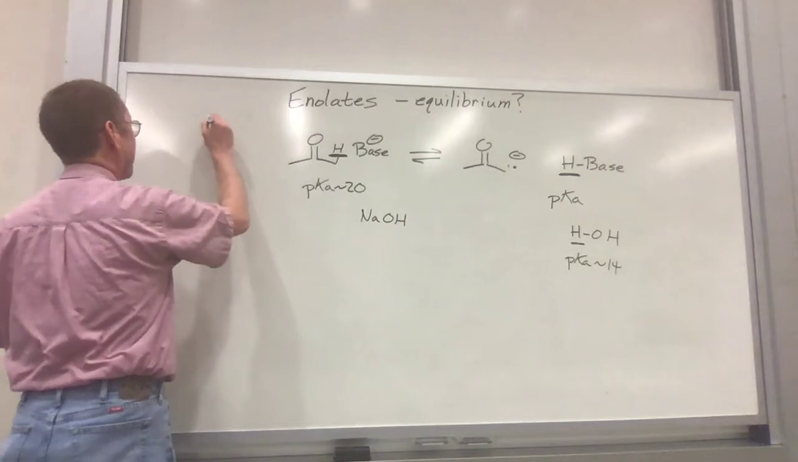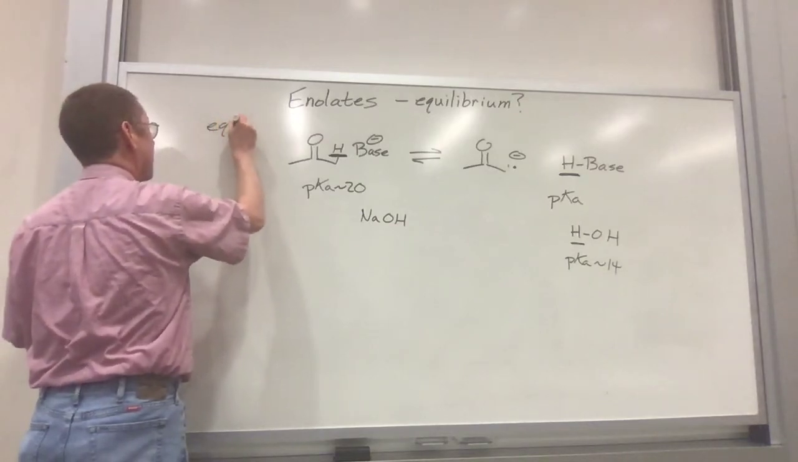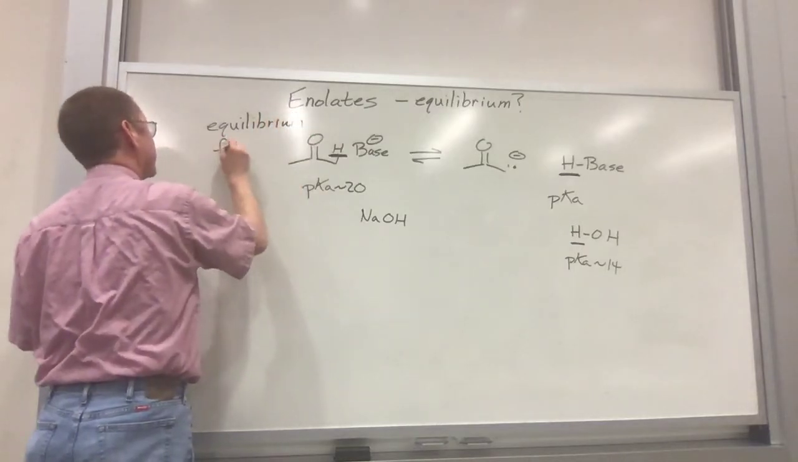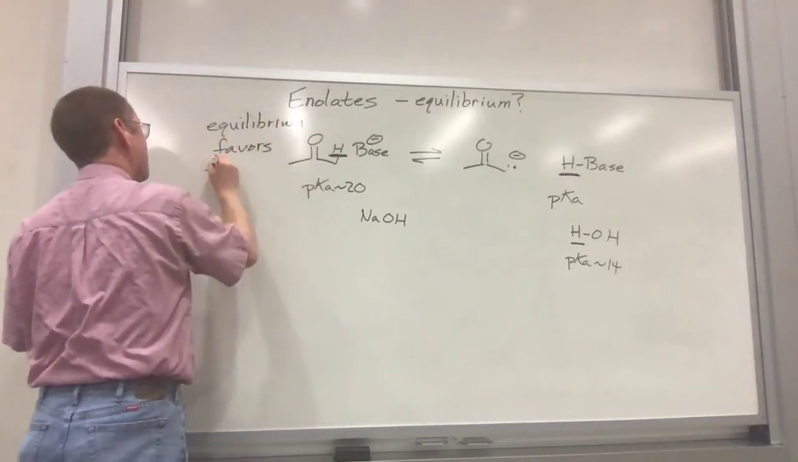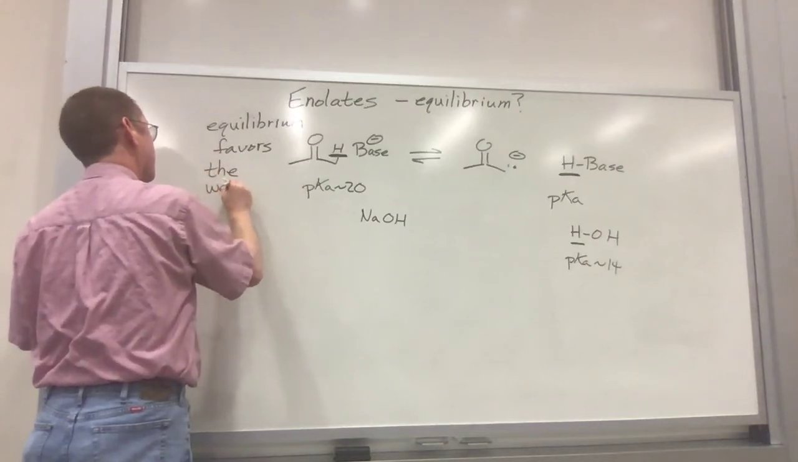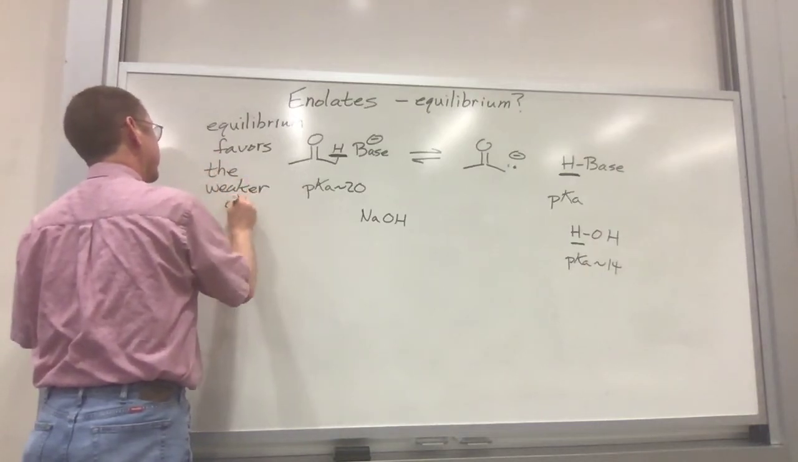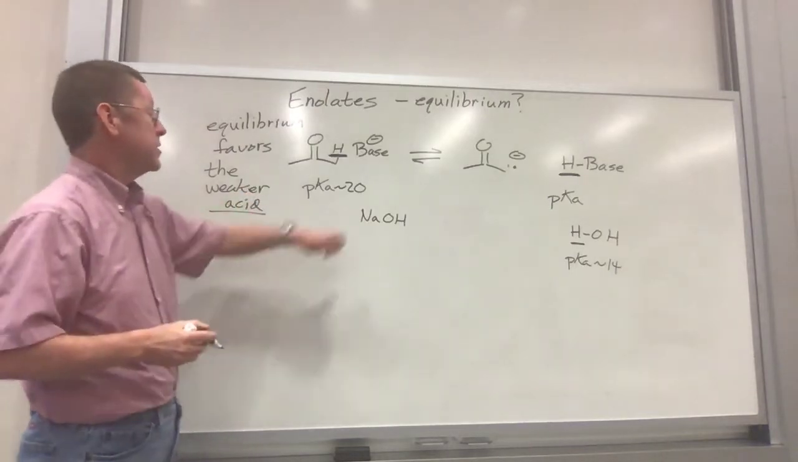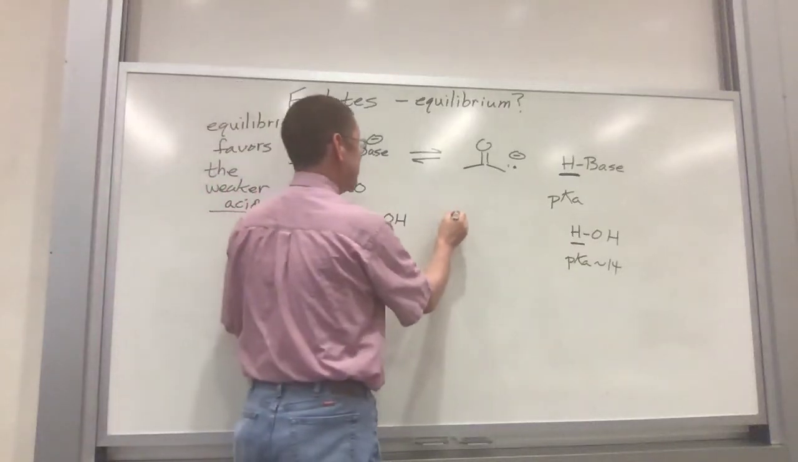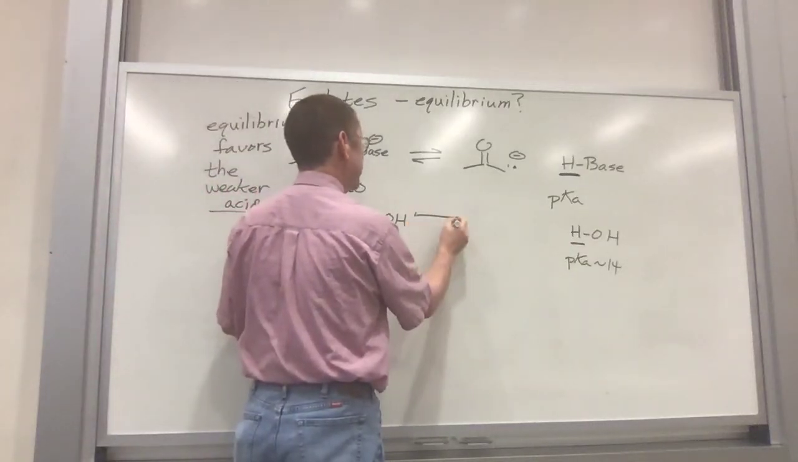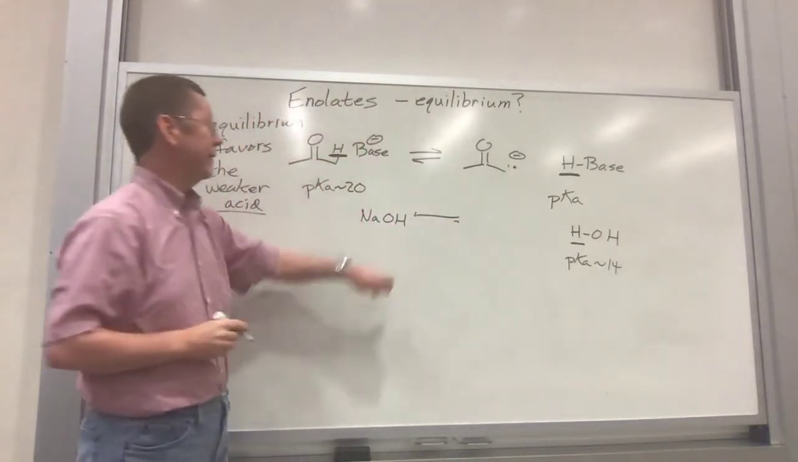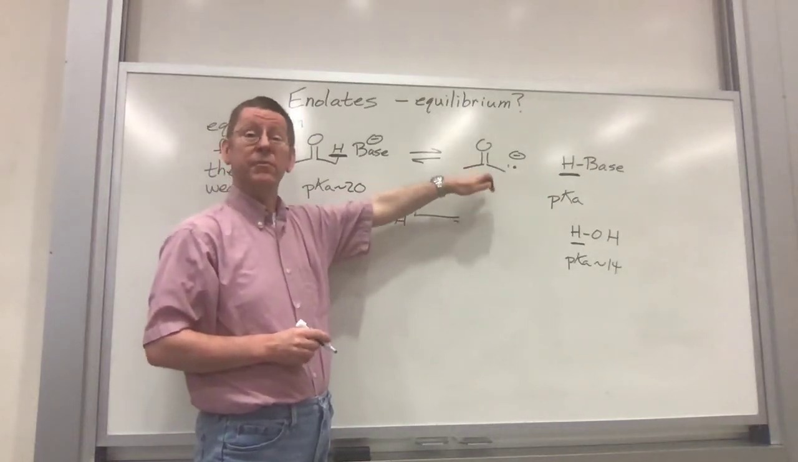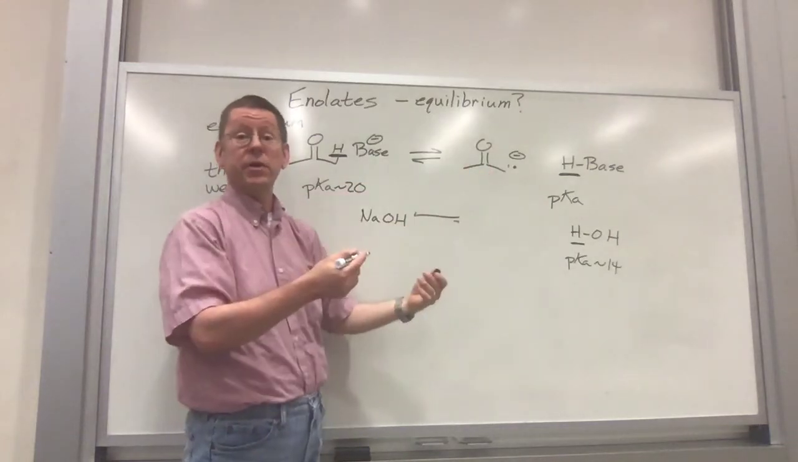So remember, equilibrium favors the weaker acid. Weaker acid, larger number. So if we're using sodium hydroxide, this equilibrium is basically entirely this direction. There's hardly any enolate. If we want to get an enolate, we need to use a stronger base.